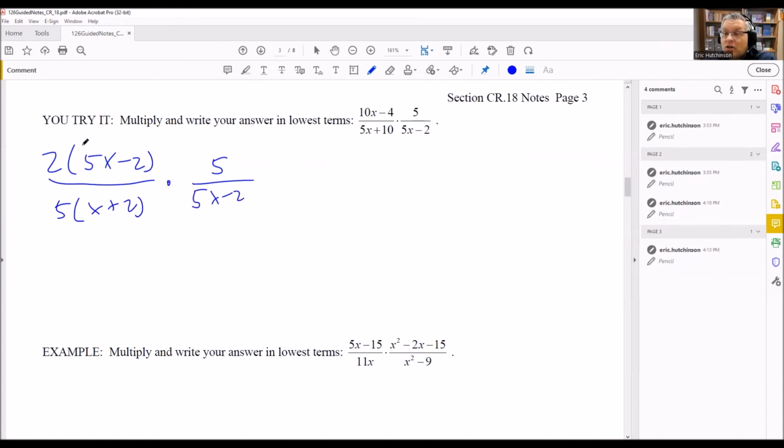We see here that the 5x minus 2s, those will cancel out. And I can also cancel the 5s as well, which means that all I have left over is 2 over x plus 2. And now that's going to be fully simplified and reduced.